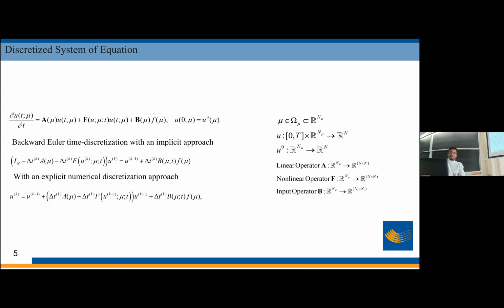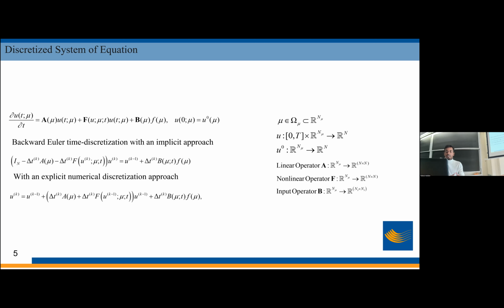Okay, and then this is the framework of a general nonlinear equation. Any PDE can be cast into this kind of format, where A is a linear operator, F is a nonlinear operator, and B is acting on the input.